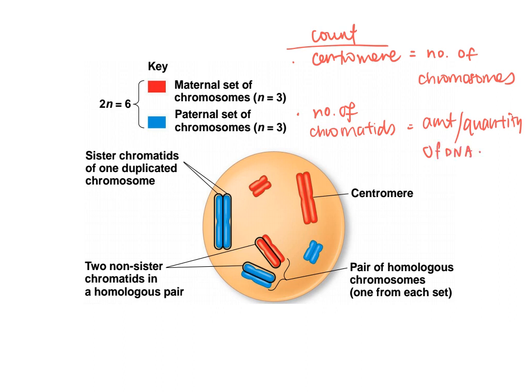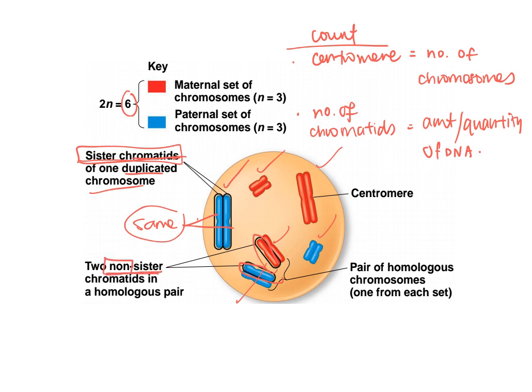Looking at this little nucleus here, you can see that there are 6 of them here: 1, 2, 3, 4, 5, 6. And this example shows you the sister chromatids on a duplicated chromosome, because both of them are the same. So we call them sister chromatids. Non-sister chromatids occur between two different chromosomes, like the blue and the red one. They are not sisters.